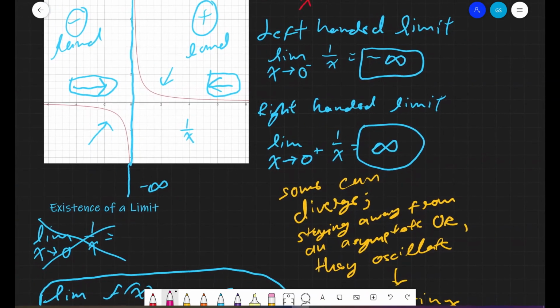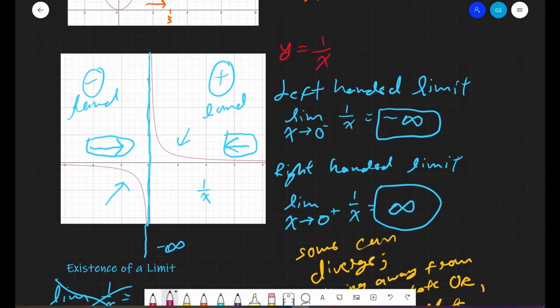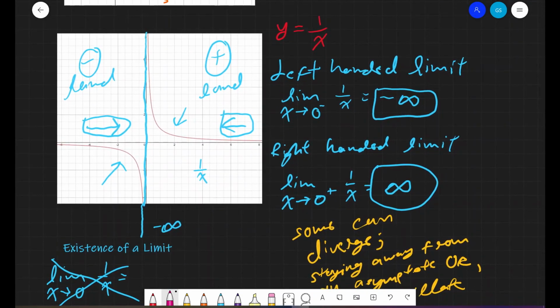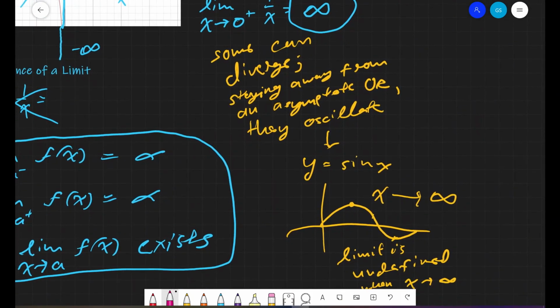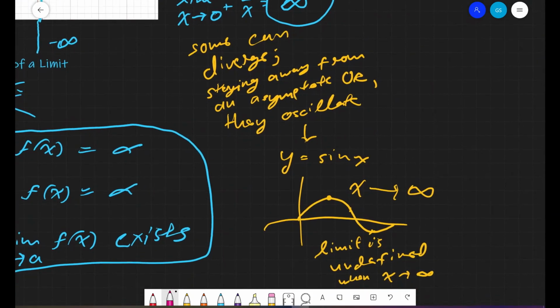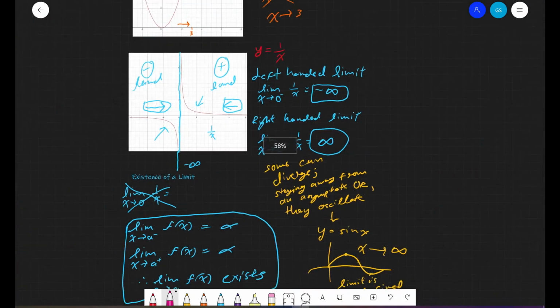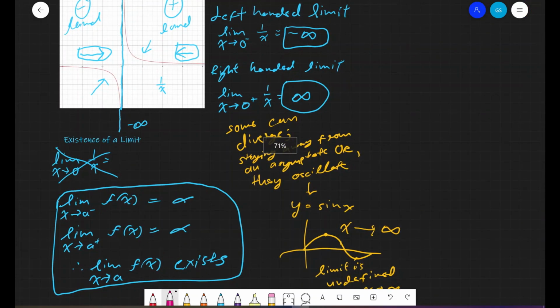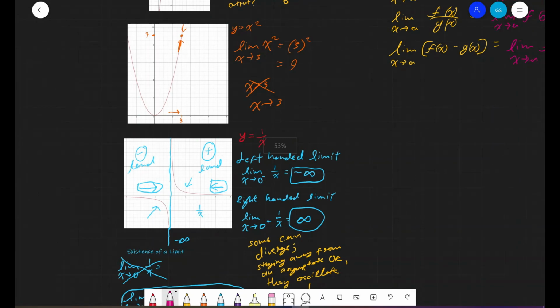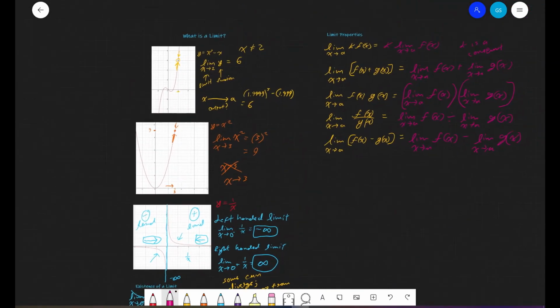This function, particularly y equals 1 over x, is an example of a diverging limit. It can either equal infinity or it can just be undefined. Like for example, we saw y equals sine x. Oh, sorry, I said some other value. No, either infinity or just undefined. My apologies. And that's pretty much it.